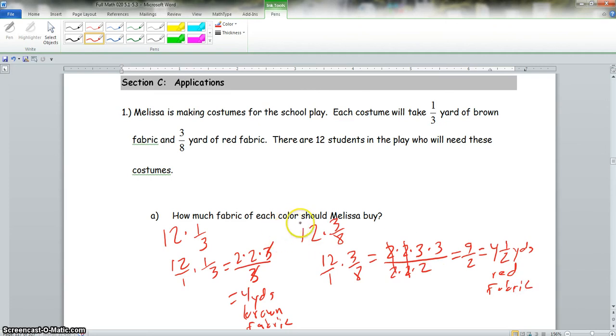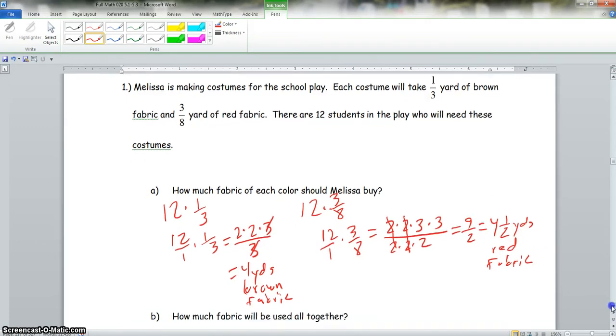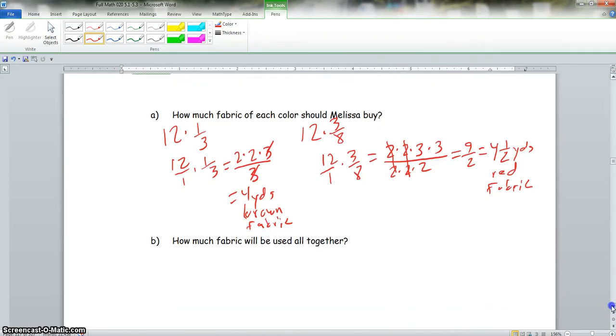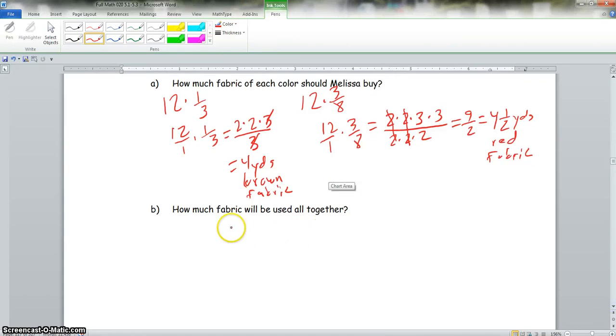So it says how much fabric of each color should Melissa buy? 4 yards of the brown fabric, 4.5 yards of the red fabric. Okay, now it says for B, how much fabric will be used all together? We add these together, 4 plus 4.5, and that will give us 8.5 yards. That's how much fabric that will be used all together.